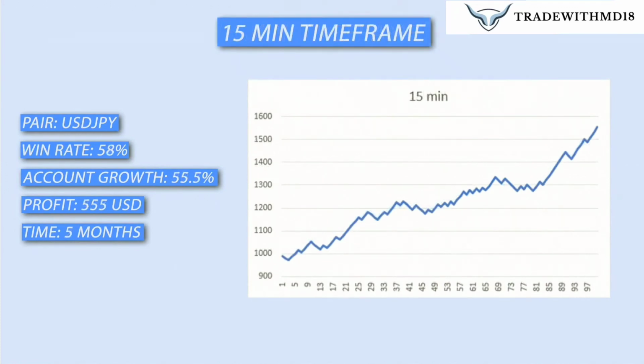In the 15-minute time frame, the strategy achieved a 58% win rate and 55.5% account growth in 5 months. The account grew by $555 on an initial capital of $1,000.